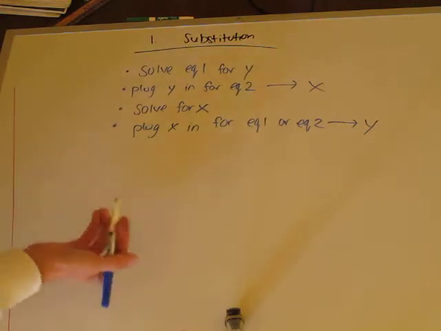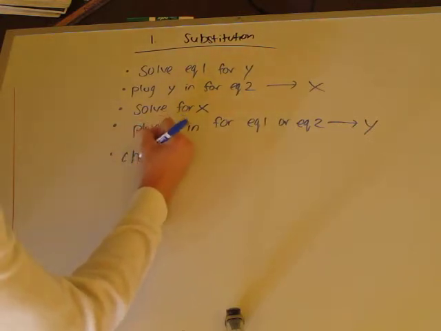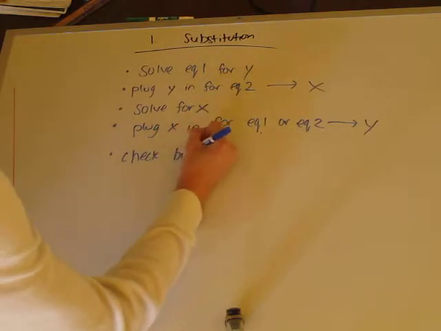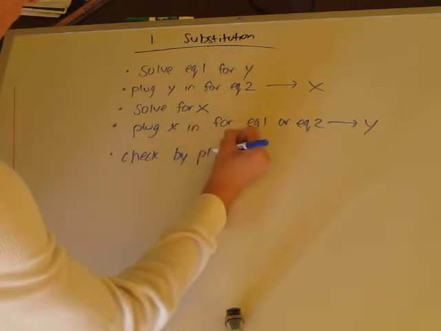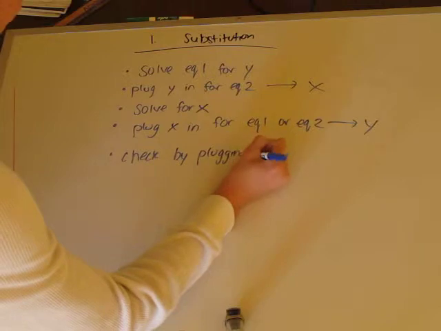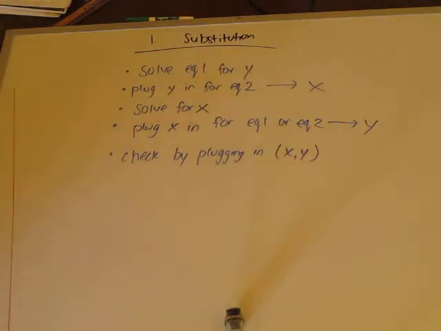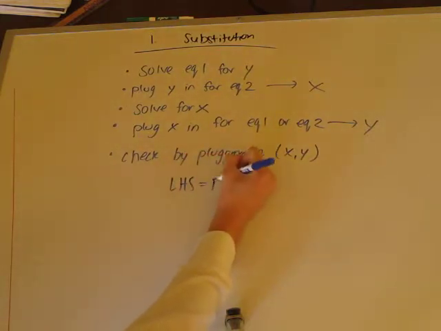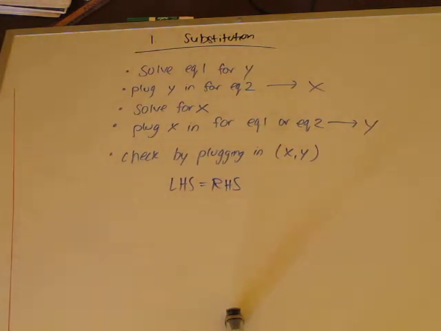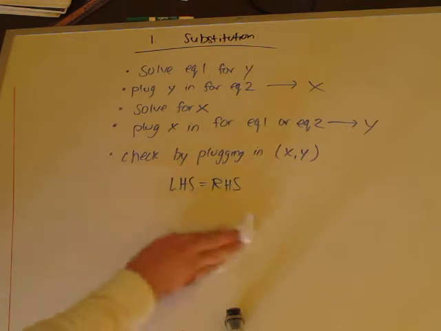And then you're going to check your solution by plugging in x comma y and making sure the left-hand side equals the right-hand side. So go ahead and pause the video and write all that down if you need to. We're going to move on to an example of the type for substitution.